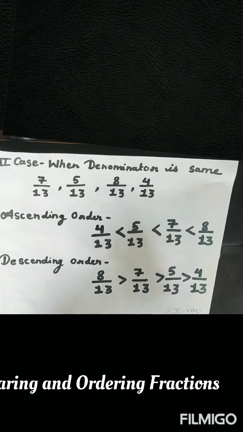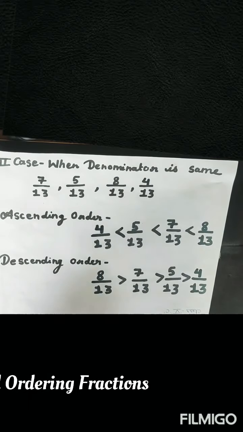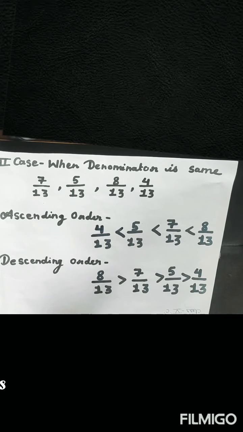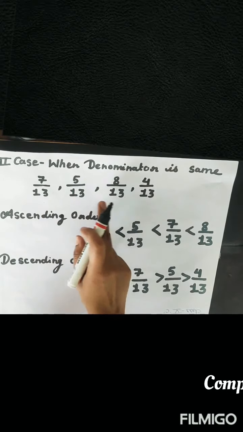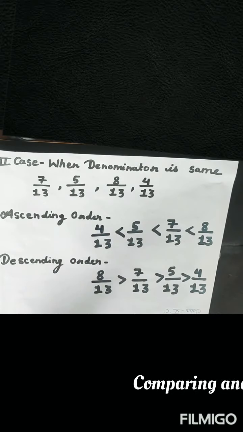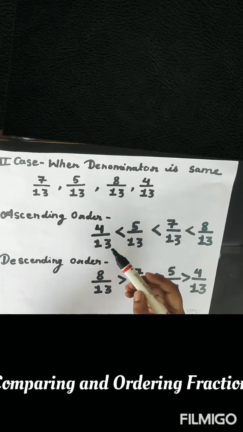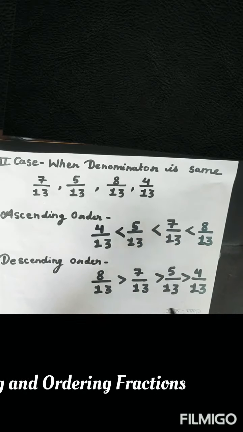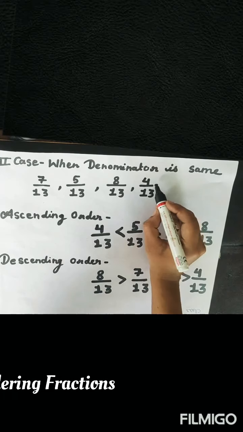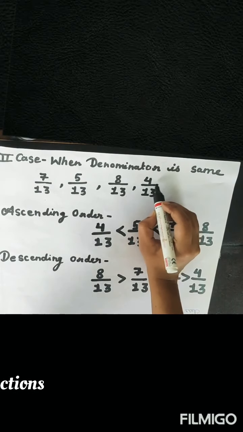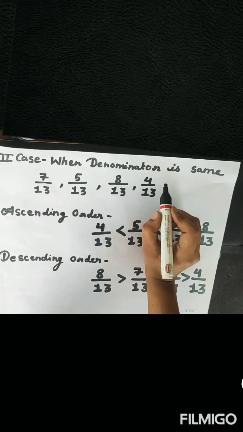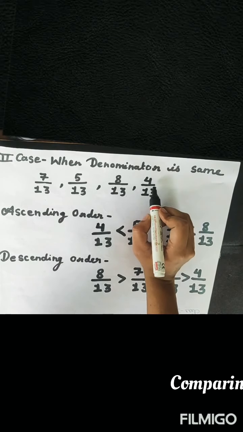Some are getting 8 out of 13. Some are getting 5 out of 13. And some are getting 7 out of 13. So you can see when the denominator is the same, it means the test marks are the same. So you can say that when we arrange these fractions in ascending order, the student with the least marks, means the student with the least numerator, will be the smallest one.